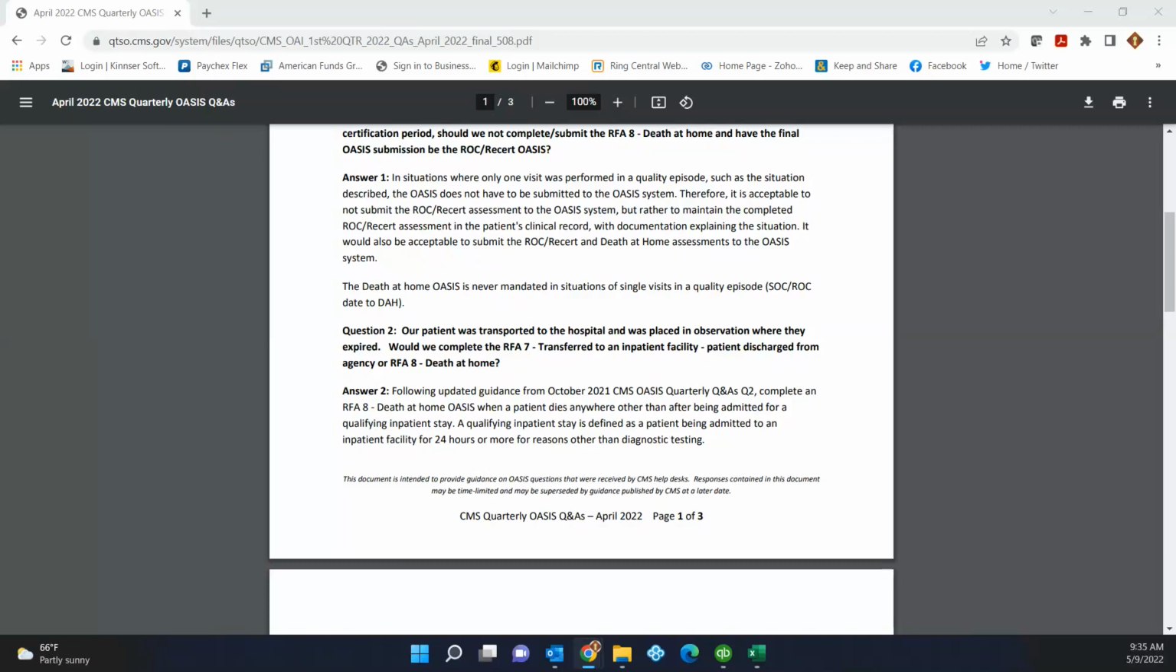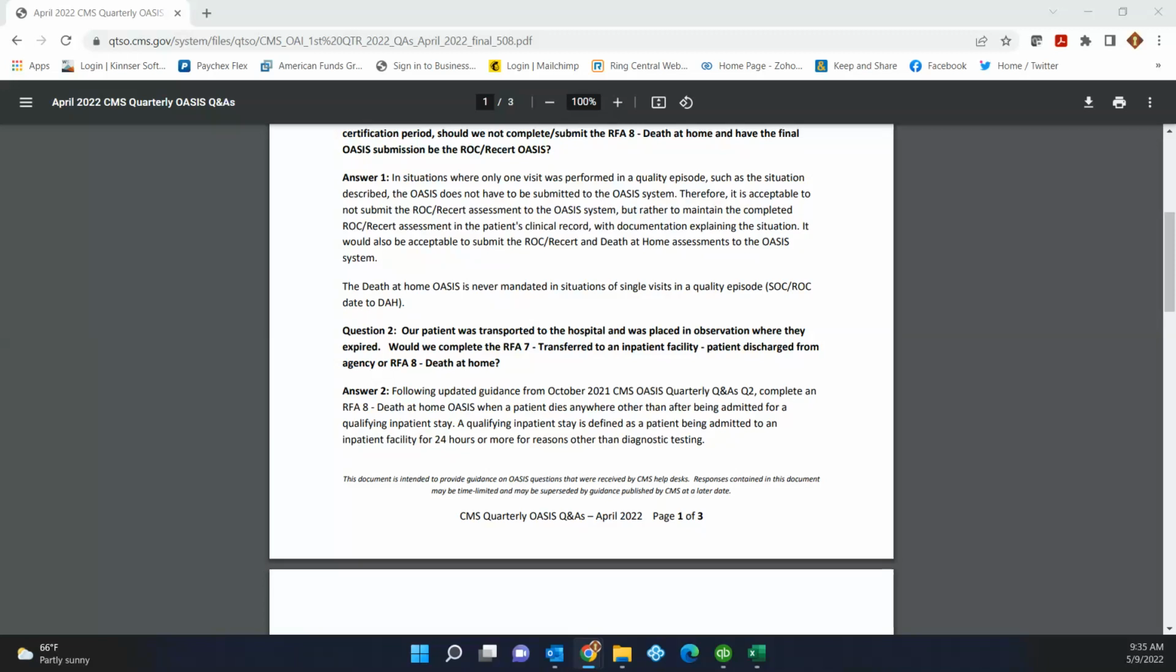And the only time we're using that transfer to an inpatient facility, and then the decision of whether or not we're keeping the case open or discharging them as well, is a qualifying hospital stay. So that is being actually admitted to the hospital for more than 24 hours for something other than testing.